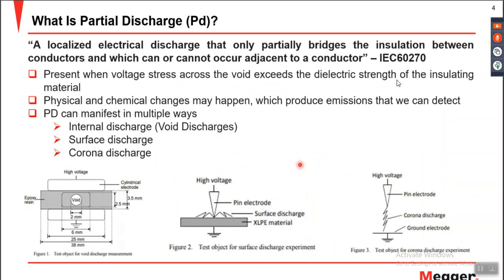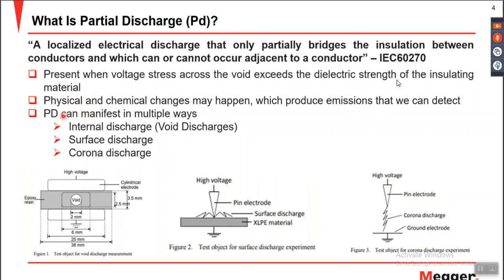Now coming to understanding what exactly partial discharge is. If you follow the definition from IEC 60270, it says that partial discharge is a localized electrical discharge that only partially bridges the insulation between conductors and which can or cannot occur adjacent to a conductor. That means when voltage is present on any insulation, and the voltage stress across any cavity exceeds the dielectric strength of the insulating material, the partial discharge phenomenon will occur.